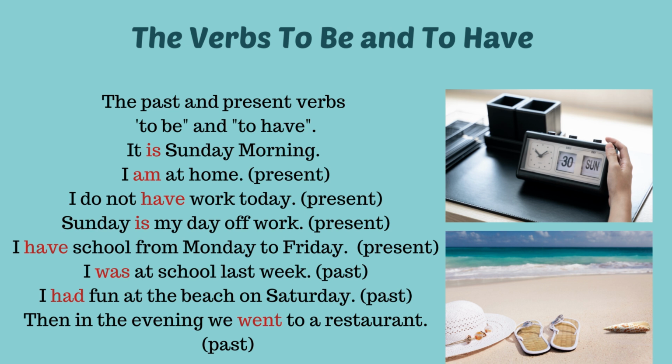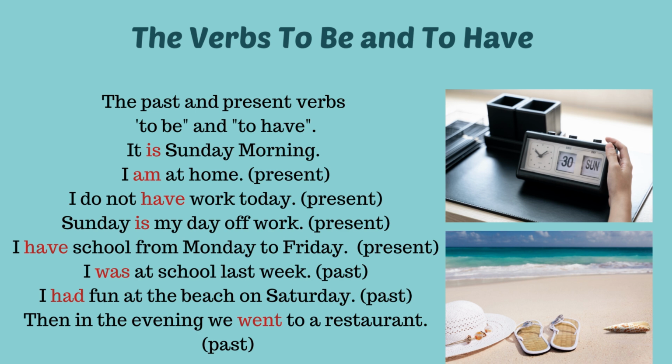The past and present verbs are of to be and to have. It is Sunday morning. Is the present form of the verb to be. I am at home. Present form of the verb to be. I am. I do not have work today. I don't have work today. So it's the present, but it's negative. Present form of the verb to have, negative.